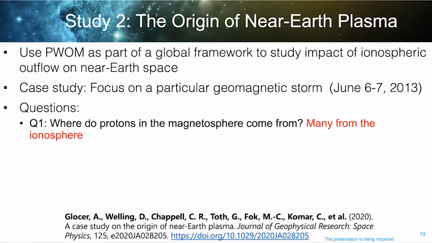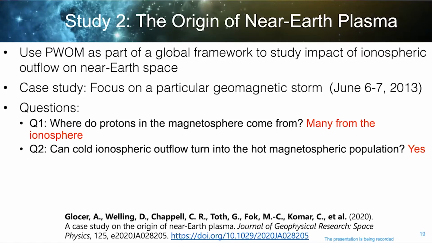So the first question in this study is, where do the protons in the magnetosphere come from? And the answer is that many, at least in this particular case, come from the ionosphere. The second question is, the outflow that's coming out is very cold, so can this very cold outflow turn into the hot population in the magnetosphere? And the answer is yes, and I'll show you that.